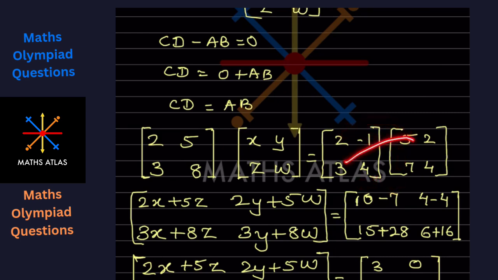Then what will you do? This into this, that is 15. Again, this into this, that is 28. So the first part, this part is done. Again, now you will take here. This into this 4. This into this minus 4. Then you will take this into this is 6. And here 4 4s are 16.